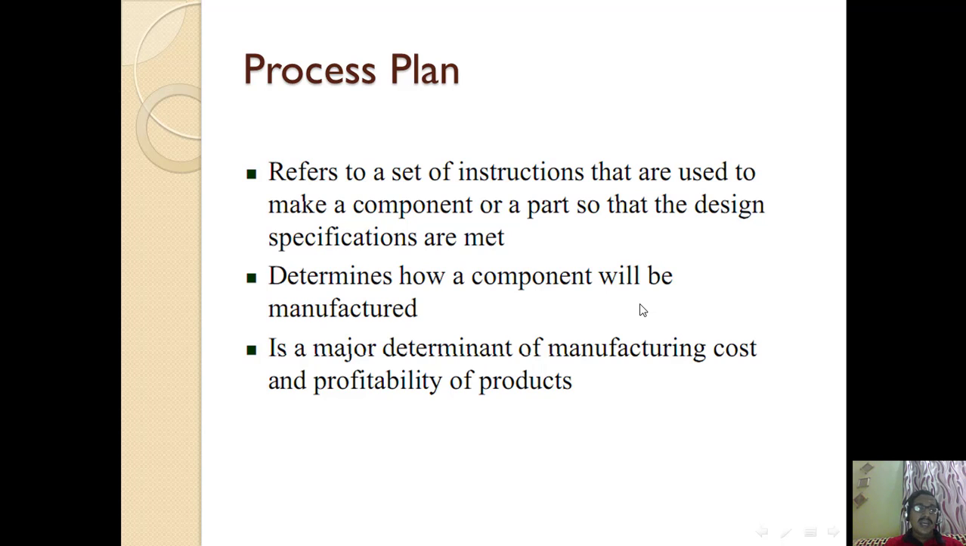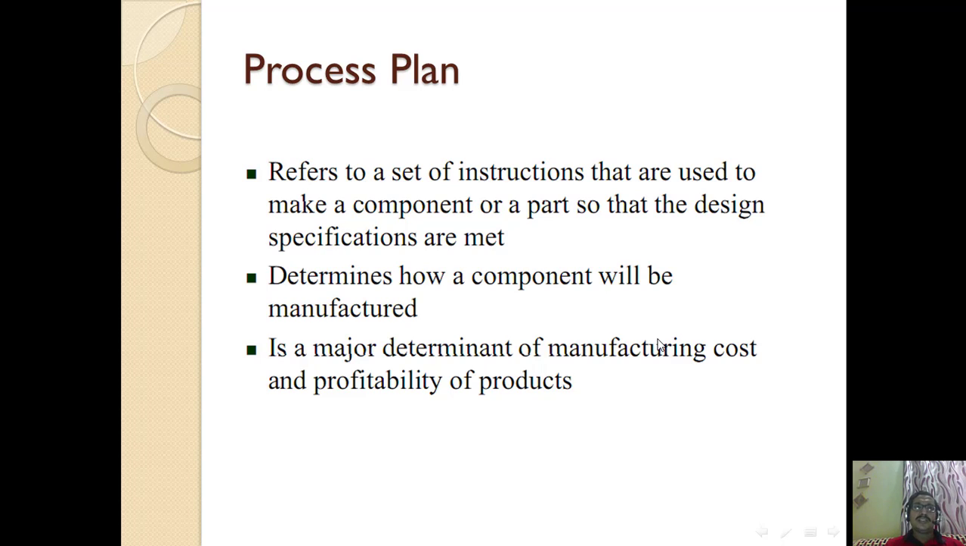In the process plan there are basically three functions. What are the three functions? One is planning the process. Planning the process means you have to decide which process is the best. And then after that you have to determine the cutting conditions or the manufacturing conditions. So parameters, parameter values, parameter ranges you have to decide.